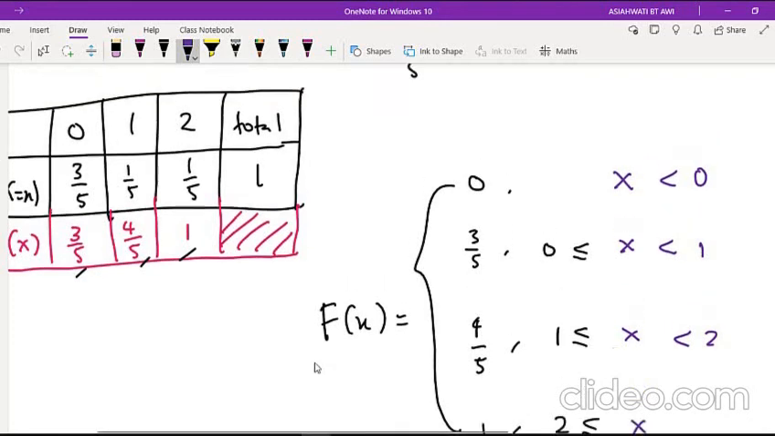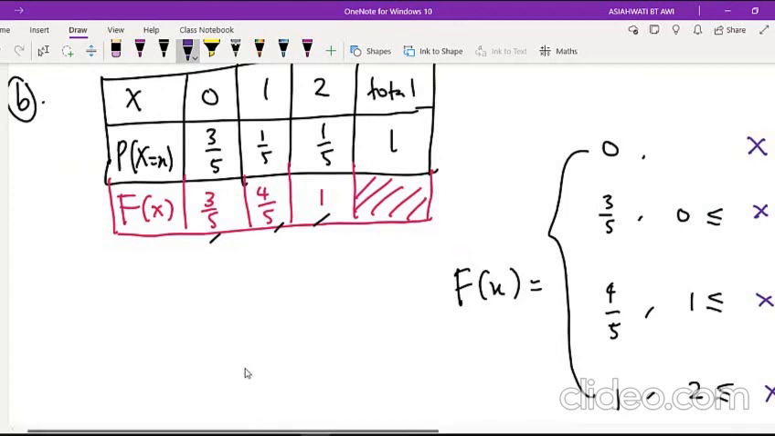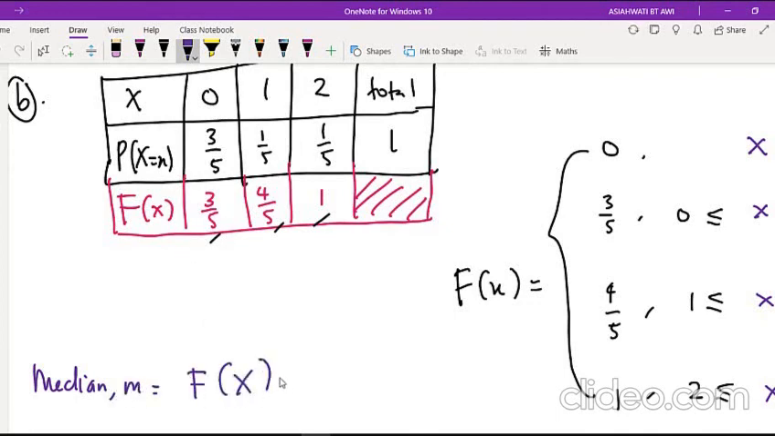Next is to find the median. From this cumulative distribution, you can find the median. The median is in the middle, M. So median means that F(x) is equal to 0.5. All the probability on the left hand side is equal to 0.5 and on the right hand side is equal to 0.5. So this one is actually 0.6, this is 0.8, and this is 1.